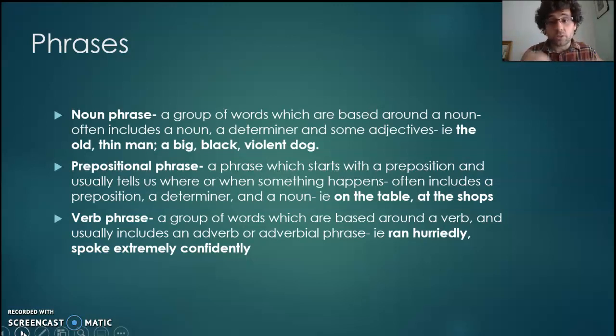And then verb phrase, literally a group of words about a verb. So ran hurriedly, spoke extremely confidently. It's your verb and it's your adverbs that link to it. Okay, so they're even smaller. So you get words are the smallest. They go into phrases. They go into clauses. Then they go into sentences.